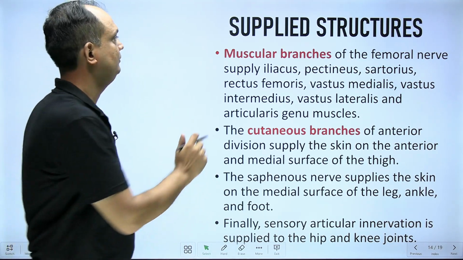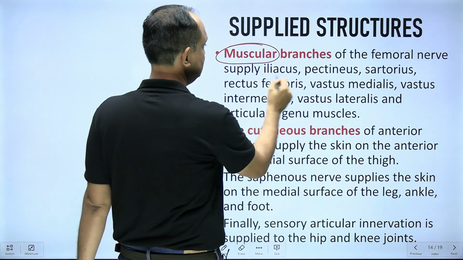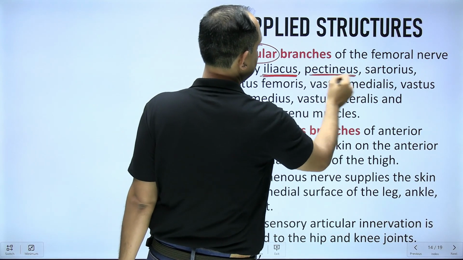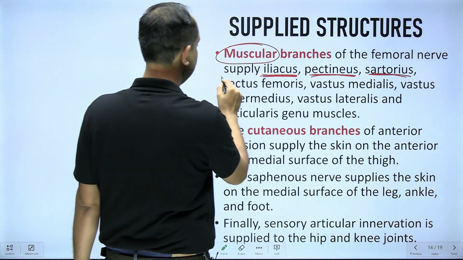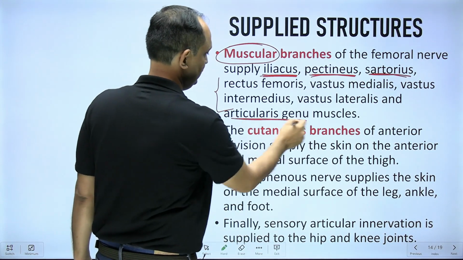So, in a nutshell, which muscles are supplied by the femoral nerve? One is the iliacus, then pectineus, then sartorius, then all four parts of the quadriceps femoris, and articularis genu.